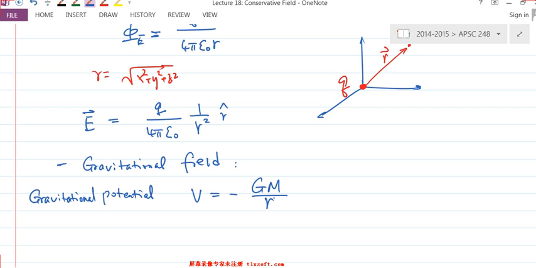Then for the gravitational field, we use this small g vector to represent it. This g equals negative del V. So take del of the potential function, and you can easily obtain this one. That's the gravitational field, right?